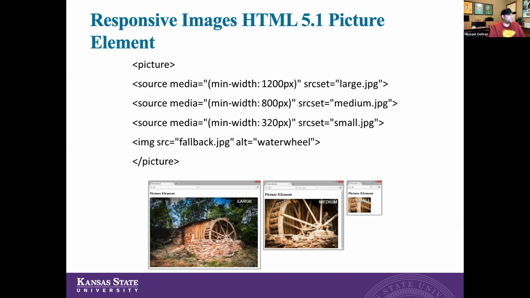So using responsive images, using a picture element. This is an HTML 5.1 element that we can use. And we use this picture element to load up different versions of that photo. We could have a small version, a medium version, or a large version. And depending on the width of the browser, it's going to load up a different JPEG, based on whatever screen size is present at the time on the browser.